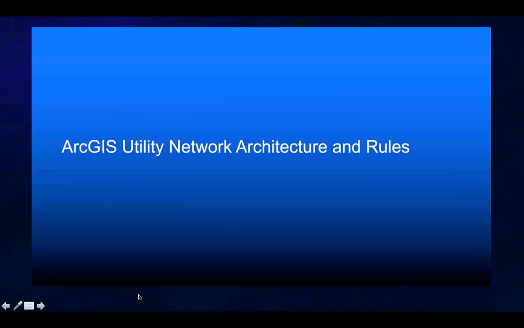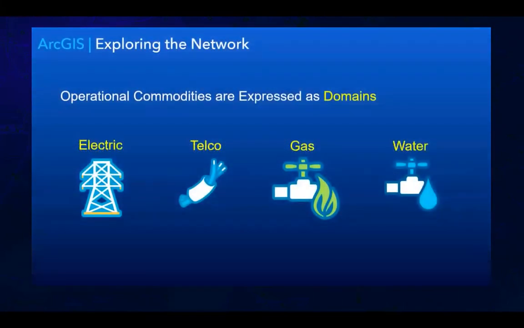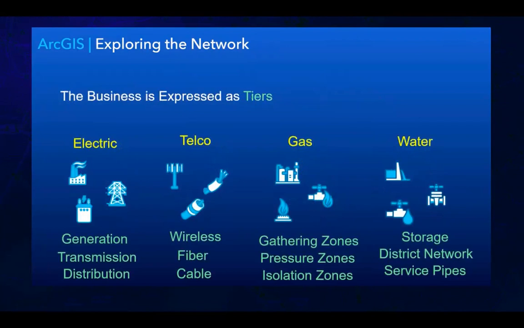Let's go ahead and take a look at the ArcGIS Utility Network architecture. The foundation of the utility network lies in domains. Operational commodities such as electricity or communications, gas or water are all expressed as utility networks. Now, we can parse out the domains based upon the business function. We call those tiers.